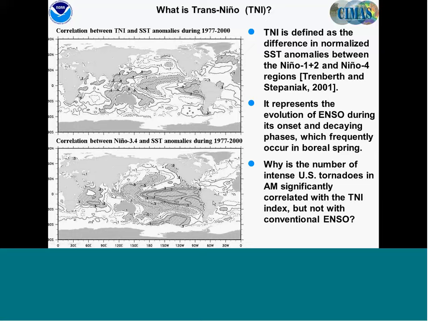So the question is, why is the number of intense U.S. tornadoes significantly correlated with the Trans-Niño, but not with the conventional ENSO? That's the question that we address in the next slide.